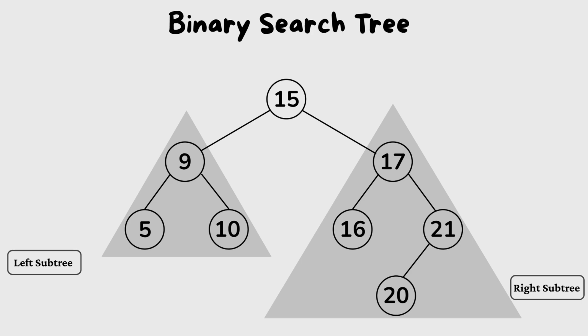On the other hand, we have the right subtree. The right subtree's values are 17, 16, 21, and 20. And we see that they are greater than, or dako pa sa atong node 15. So, ningadto siya sa right side. The right subtree includes all nodes on the right side and their values are strictly greater than the node's values.